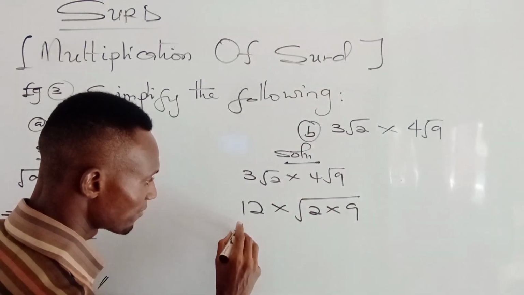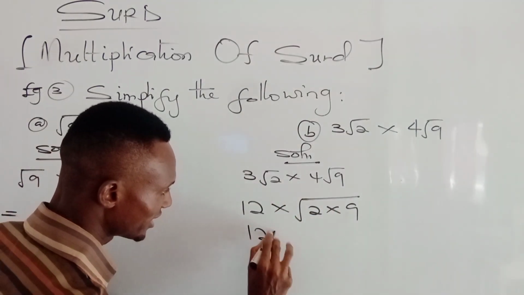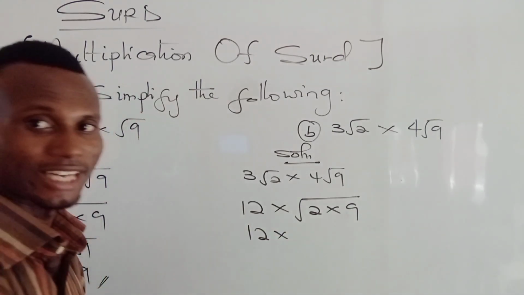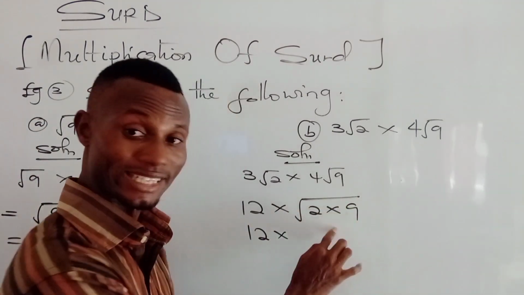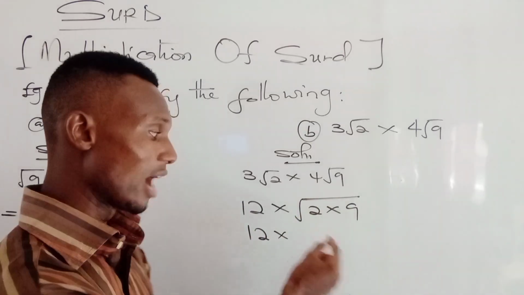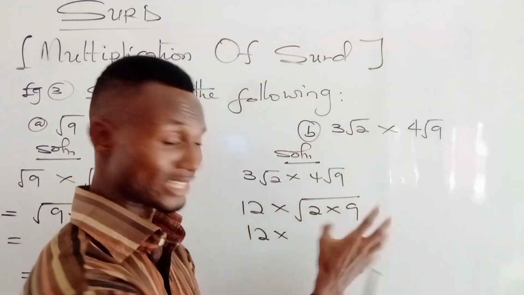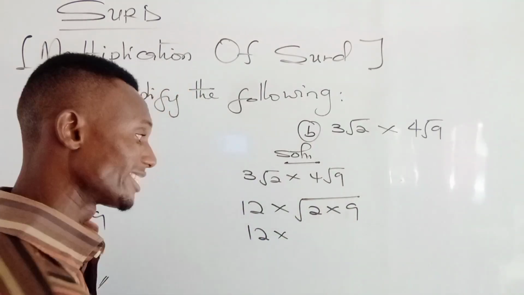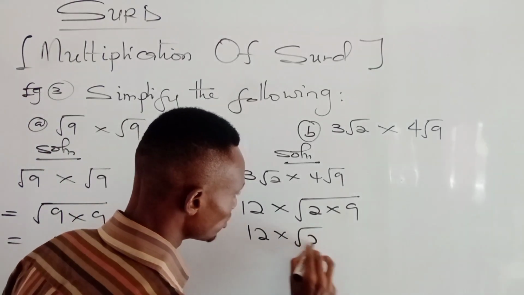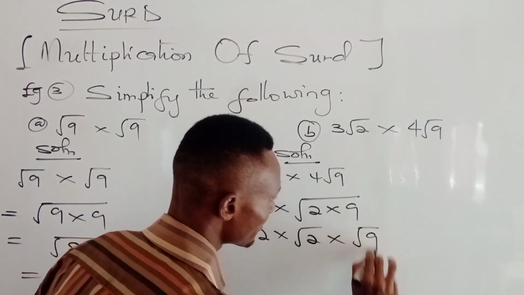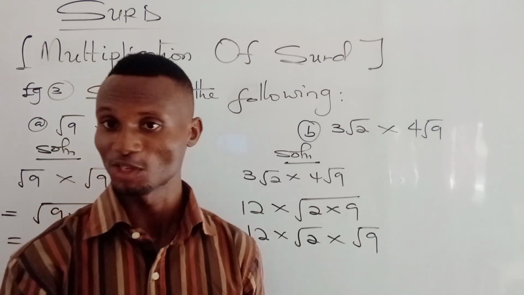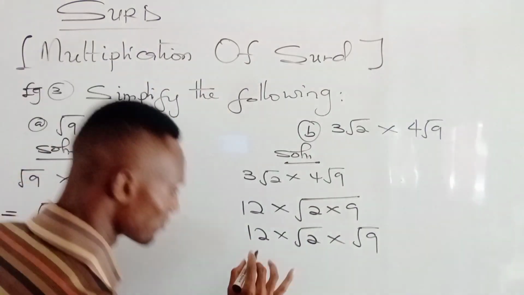Now let's go ahead and simplify that. I'll write my 12, which is here, times. Now we know that the square root sign will affect everything under it, so the square root sign will affect the 2 here and also the 9. So we can separate them by writing it as square root of 2 times square root of 9. I hope you agree with me up to this point. Now let's simplify further.